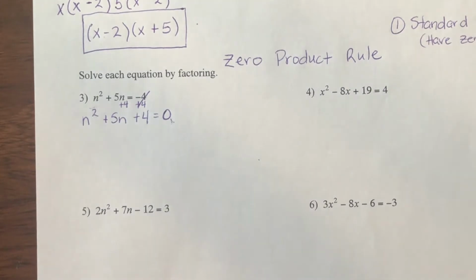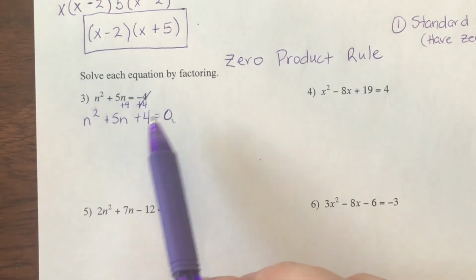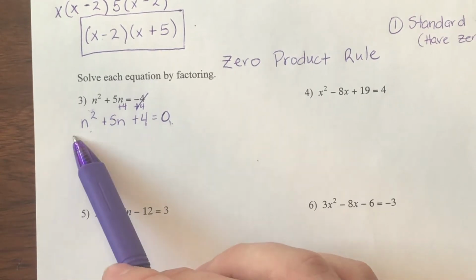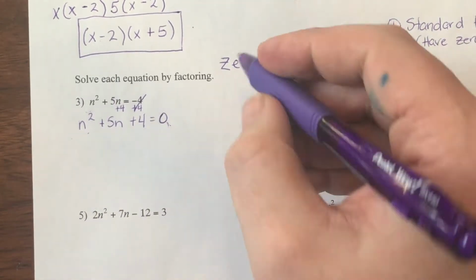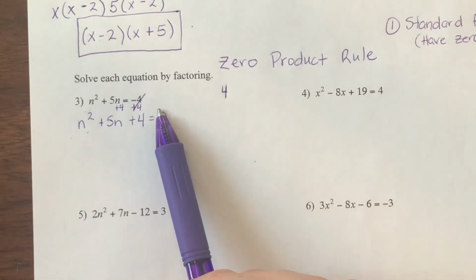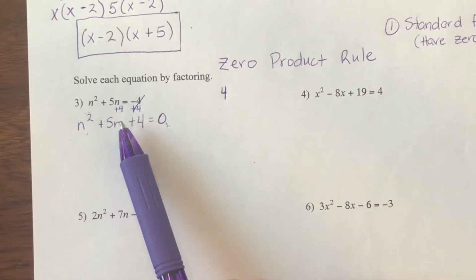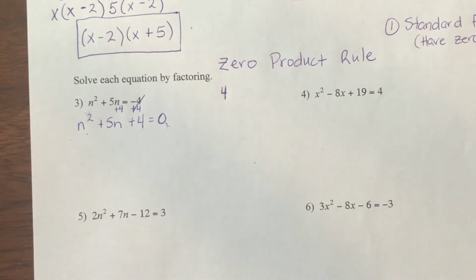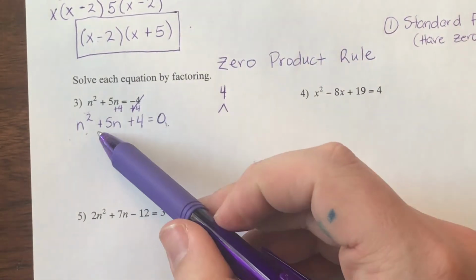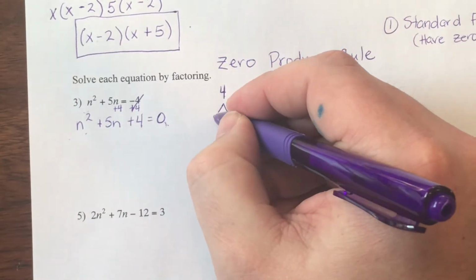N squared plus 5n plus 4 equals 0. So once we have it set to this, what we're going to do is simply factor it. We got 1 times 4, so bring 4 over here. Just ignore that 0 for now. We're just getting it into standard form, and then we're going to factor it. N squared plus 5n plus 4. What two numbers multiply to give you 4 but add to give you 5? Well, that should be pretty simple, 4 and 1.